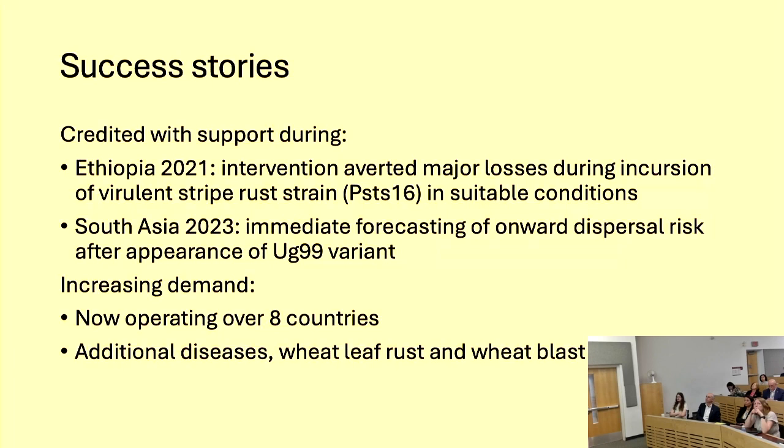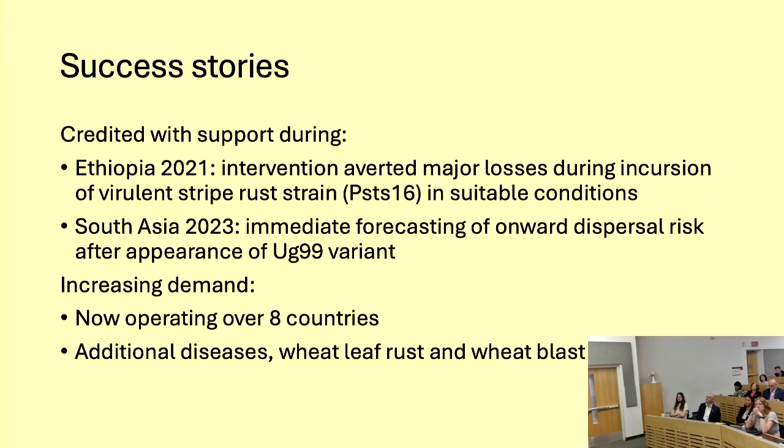There's been a series of success stories, as David touched on for most of them. The system and the forecasting's credited with support during the intervention on PSTS-16 incursion into Ethiopia in 2021, and also the appearance of a different race of UG99 in Nepal. The forecasting was immediately available to help look at onward dispersal risk. In fact, it was already running on the site before it was even aware that it was stem rust. So the automated system was really working really smoothly.